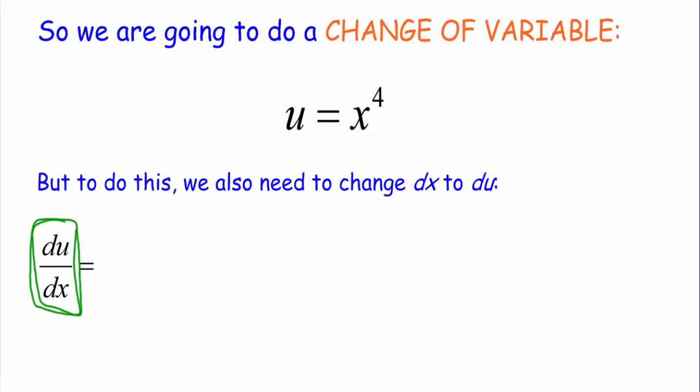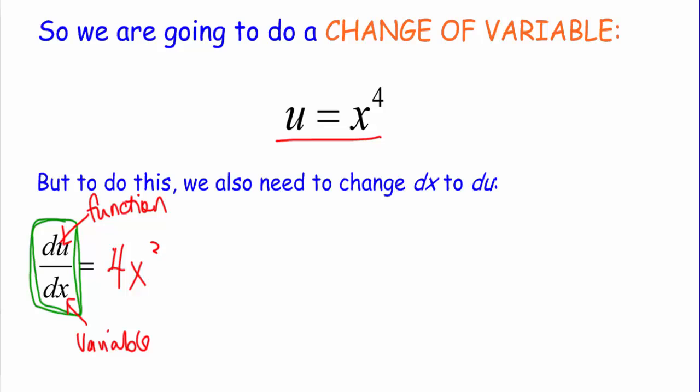Derivative of u with respect to x. So it's a derivative notation, right? It says treat u as a function, treat x as your variable. And if we do that, we take u as our function, x as our variable, we get du dx is 4x cubed. You guys okay with that?